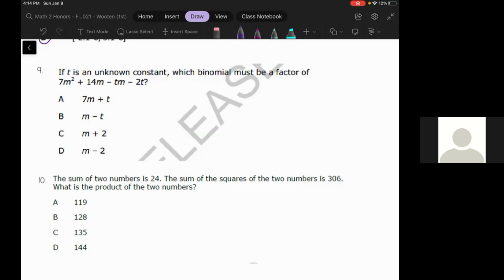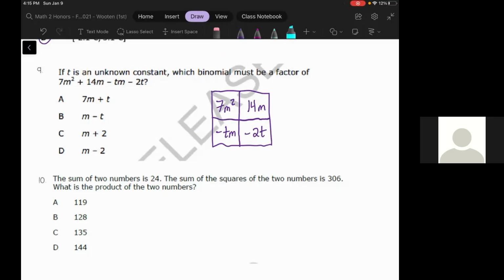This one's kind of weird, but it's split into 4 sections. 2 of them have m's, one has an m squared, and one has just a t, and t in this problem is a constant. It's just a number. So that looks an awful lot like what we plug into an area model. If I put 7m squared here, 14m here, negative tm here, and negative 2t here. Let's see what happens if we tried to factor this.